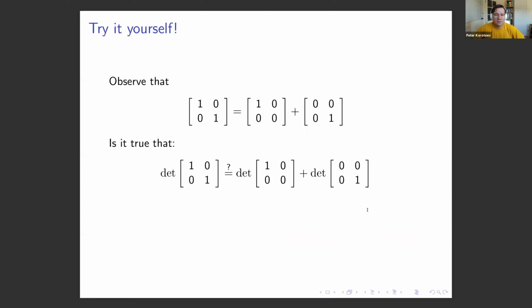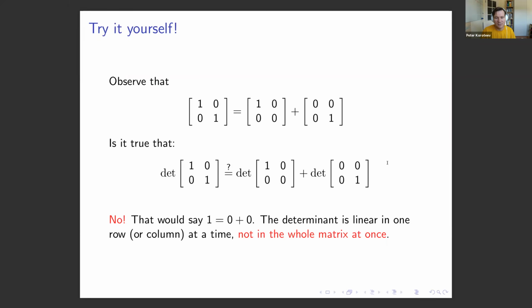However, what if you try to do something different? Say, it is true that the identity matrix, 1, 0, 0, 1, is the sum of these two, but that is the determinant. Is the following statement true for the determinants? Right, so clearly it's not the case, because the determinants of these matrices on the right are both 0. So the determinant is linear in one row or column at a time, but not in the whole matrix at once.